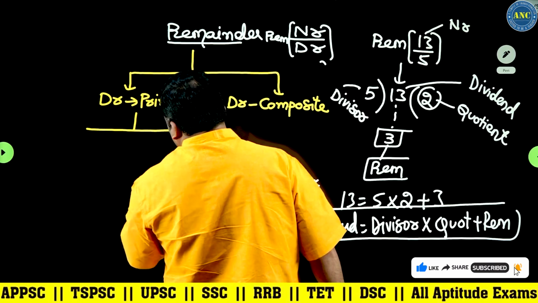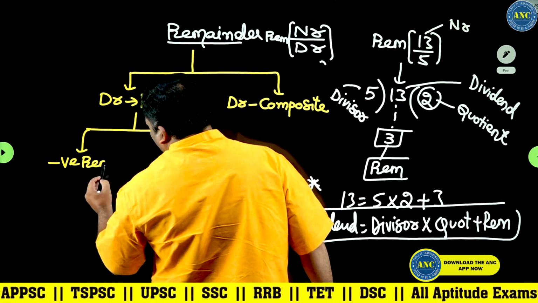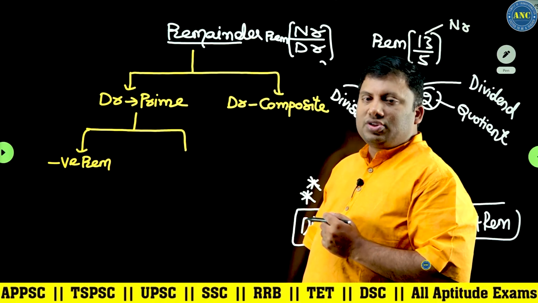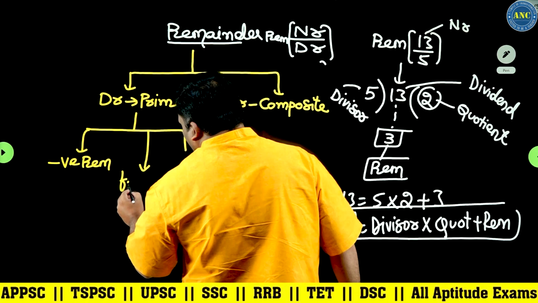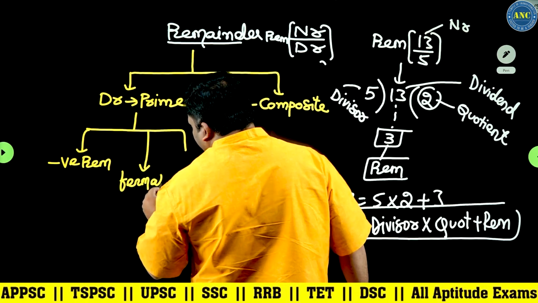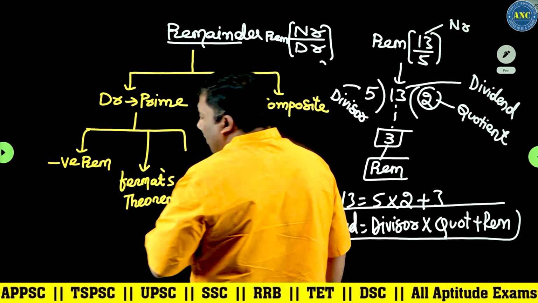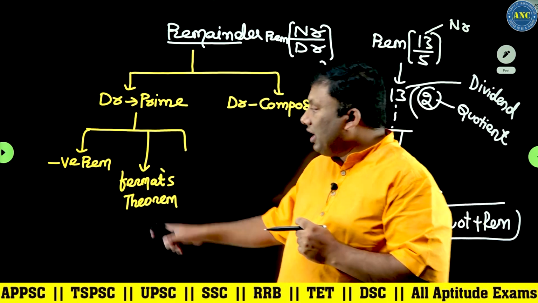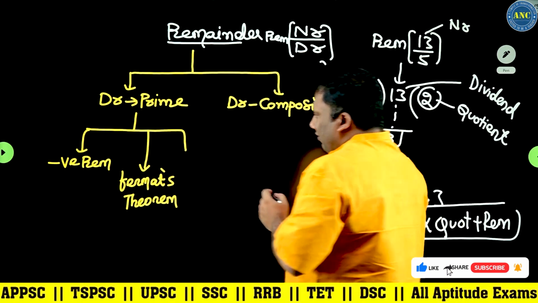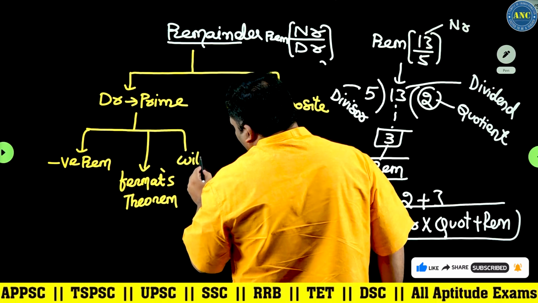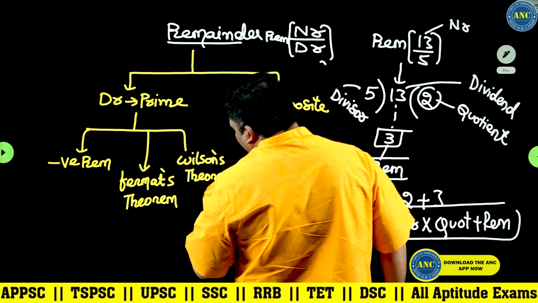If the denominator is a prime number, the basic method to solve remainder problems is by using negative remainder. If any problem happens with negative remainder, then I will use Fermat's theorem. Fermat's theorem is a better way to solve remainder problems if negative remainder is taking a little more time. If the denominator is a prime number, we can also use Wilson's theorem.